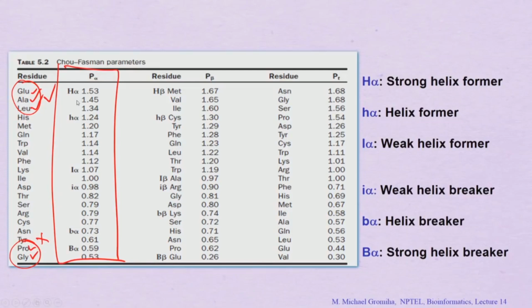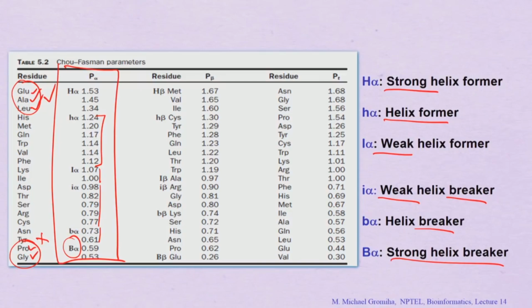First one is capital H alpha, this is strong helix former, because they have high tendency to form helix as the value is very high, and they have the small h alpha in this group. So, they have a tendency to form helix, that is helix formers. Then here, just around 1, a little bit around 1, this is weak helix former. Then coming down, just a little bit less than 1, they make it as weak helix breaker, because it does not prefer to be in the helix, and you can see b alpha, these are helix breakers, and capital B alpha, the strong helix breaker. So, based on the propensity numbers, they grouped into 6 groups: strong helix former, helix former, weak helix former, weak helix breaker, helix breaker and strong helix breaker.